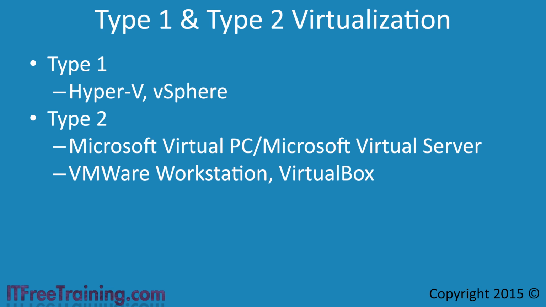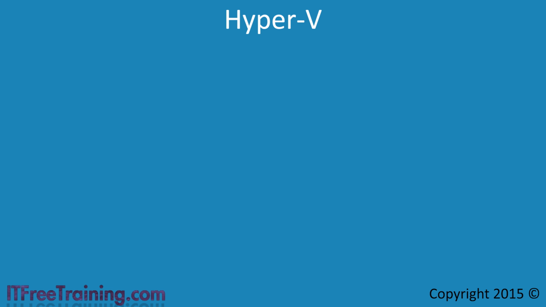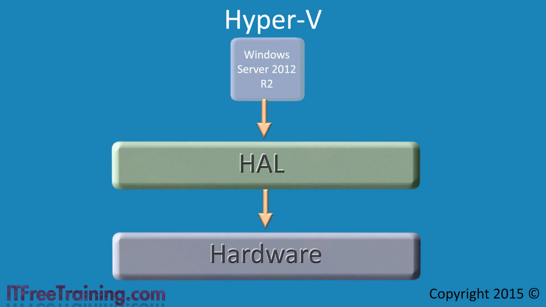Before finishing this video, I just want to clear up one point in regard to Hyper-V. Hyper-V is sometimes mistaken for a Type 2 virtualization solution since an operating system is required in order to run Hyper-V. If you take an example of an install of Windows Server 2012 R2, a hardware abstraction layer, or HAL, provides the communication between the operating system and the hardware.